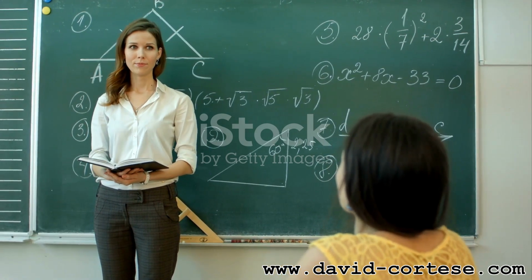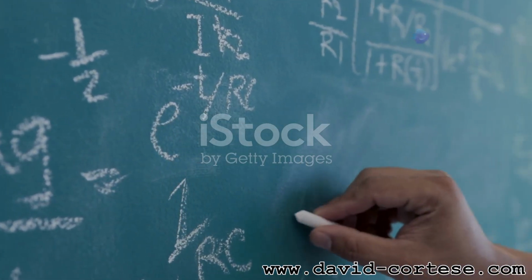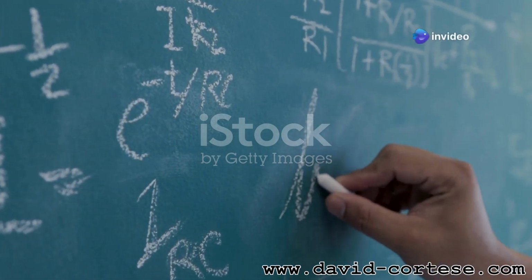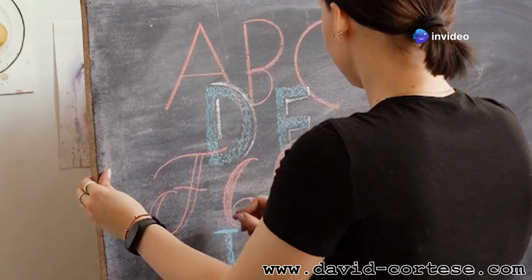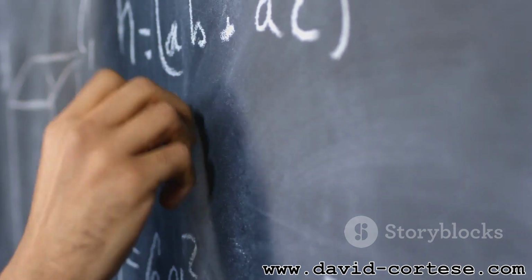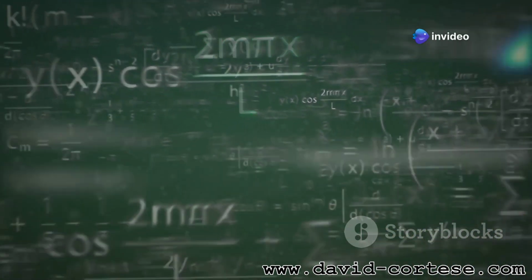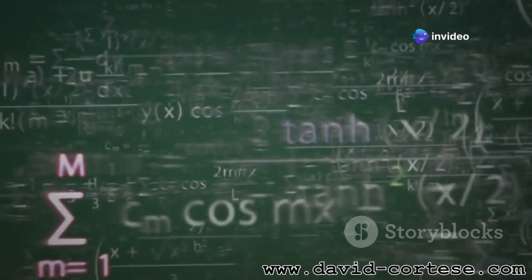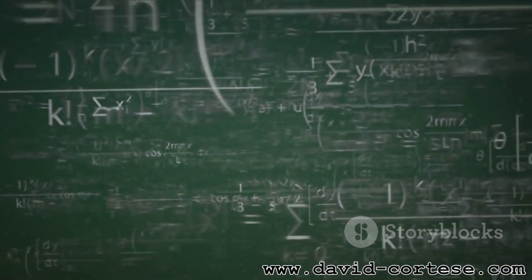Section 6. Example 1. Solving for x. Let's try an example. Say we have the equation x squared plus 3x minus 4 equals 0. Step 1. Identify a, b, and c. In this case, a equals 1, b equals 3, and c equals negative 4. Step 2. Substitute. Plugging these values into the quadratic formula, we get x equals negative 3 plus or minus the square root of 3 squared minus 4 times 1 times negative 4, all over 2 times 1.